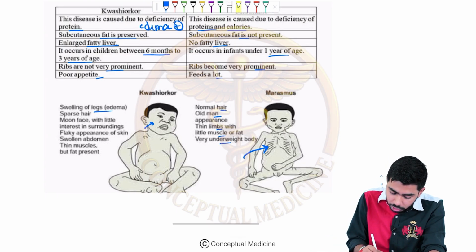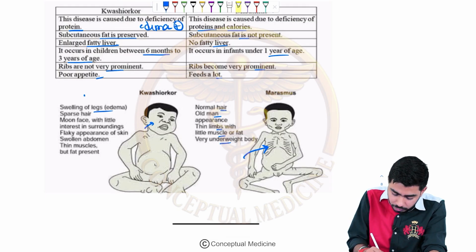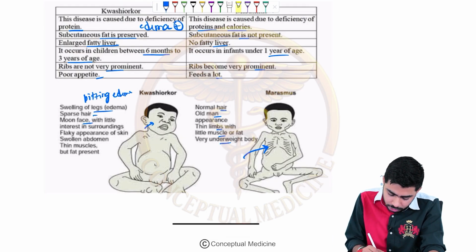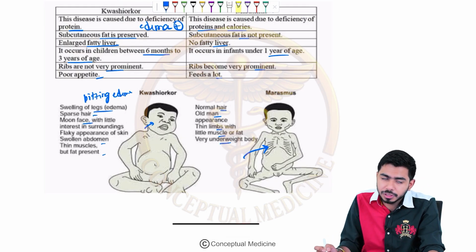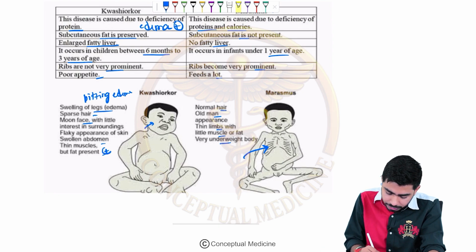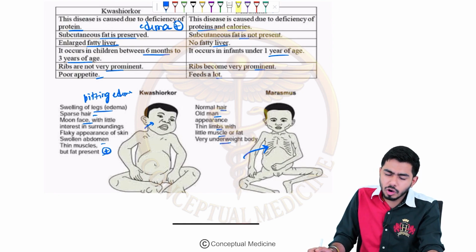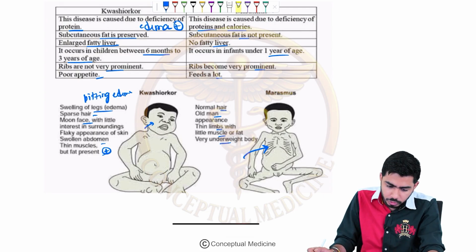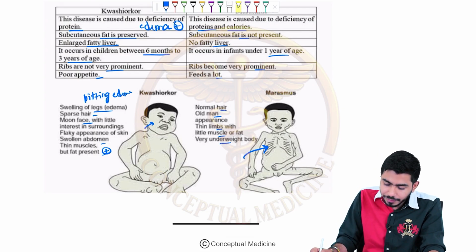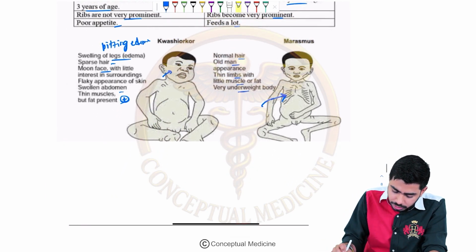In kwashiorkor, there would be swelling of the leg. There could be pitting edema as well. Sparse hair, you can see the moon-like face, the swollen abdomen, thin muscles, but the fat is present over here. Subcutaneous fat will be present, right? This is the common difference which we shall talk about in kwashiorkor versus marasmus. Okay, now in case of edema in kwashiorkor, we are talking about one important classification, that is the Wellcome Trust classification, right?